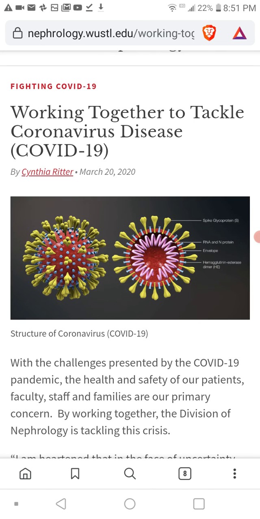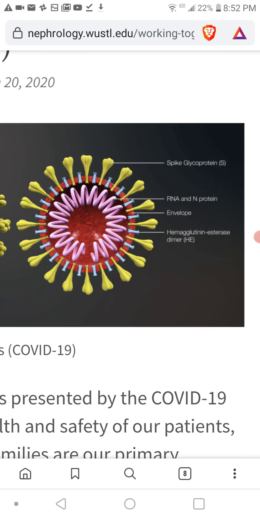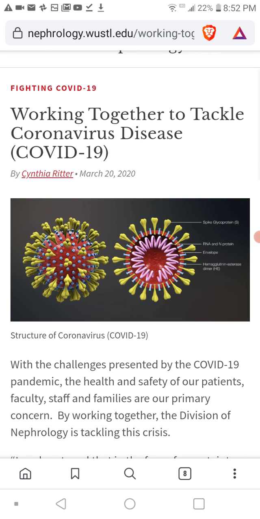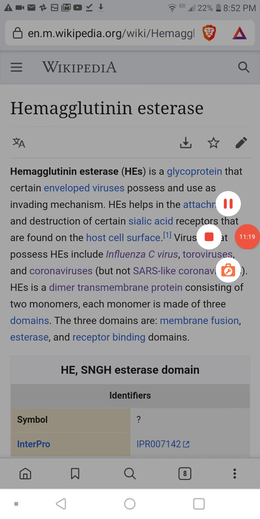This is a different website with the same exact picture. And it says hemagglutinin-esterase dimers. Okay, that's part of the COVID-19 structural makeup. That's SARS. That's SARS. That's SARS. So okay, let me check out what hemagglutinin-esterase is. Oh, hemagglutinin-esterase, that's connected to influenza C. Oh, but it's not on SARS-like coronavirus. That's a lie. This is a lie, and I would like somebody to address it. And I hope that I've been able to explain it with some sort of cogency.